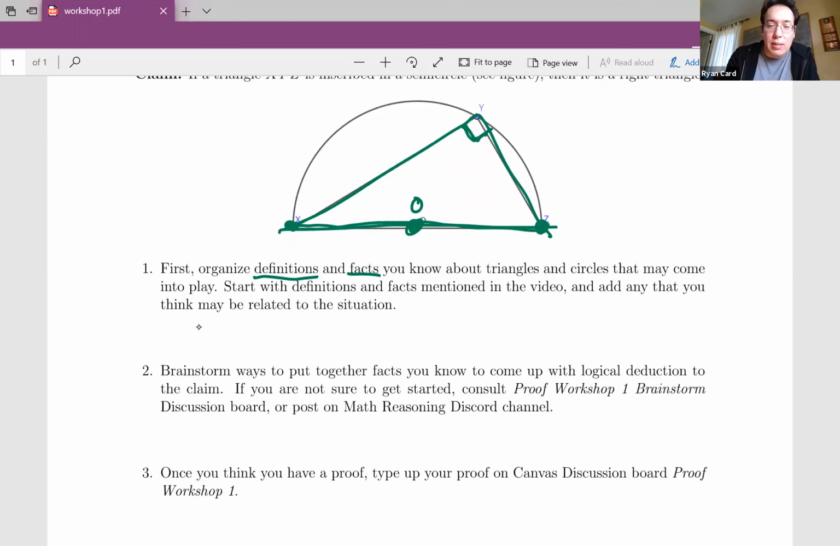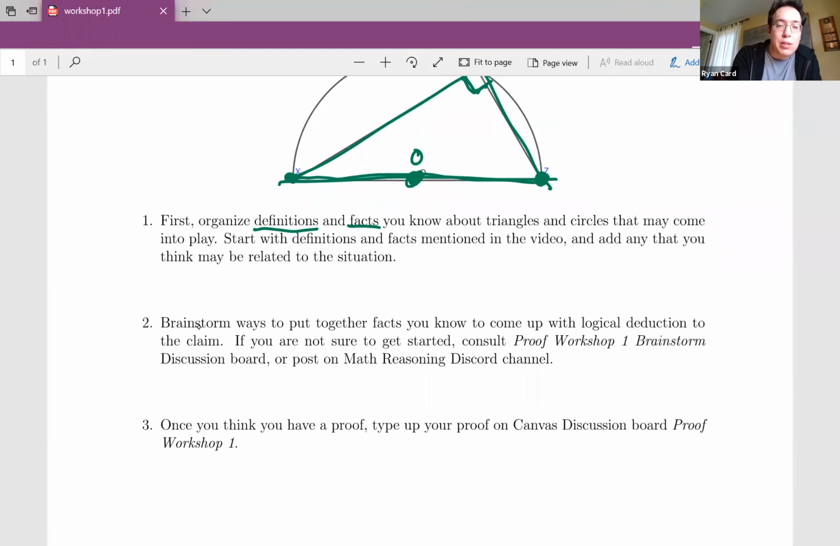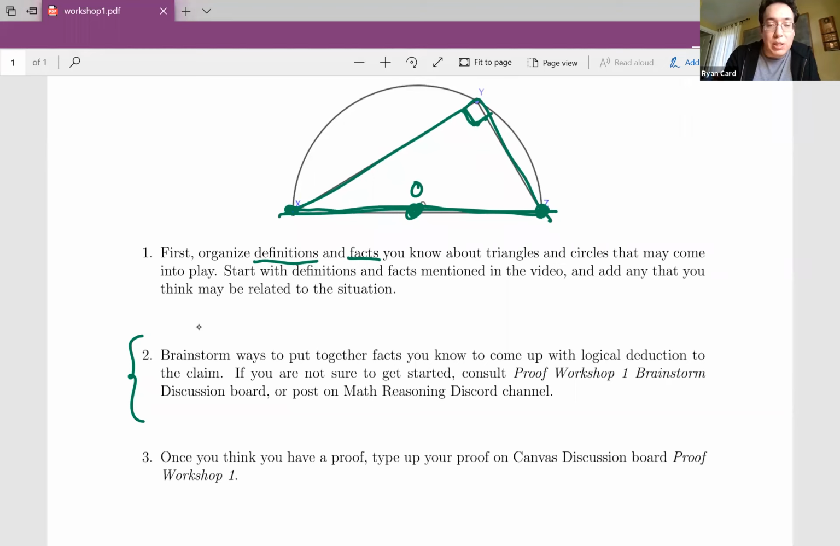Once you have a list of facts and definitions, I want you to brainstorm ways to put together the facts to come up with a logical deduction of the claim. If you're not sure how to get started, and I think this is a difficult problem, don't be discouraged if you don't know how to solve it right away. I want you to consult another discussion board item called the Proof Workshop 1 Brainstorm discussion board, and see if you can post some ideas on how you might tackle this problem, some facts that you think people might need, or read other people's ideas and try to form your own thoughts about what your draft is going to be.